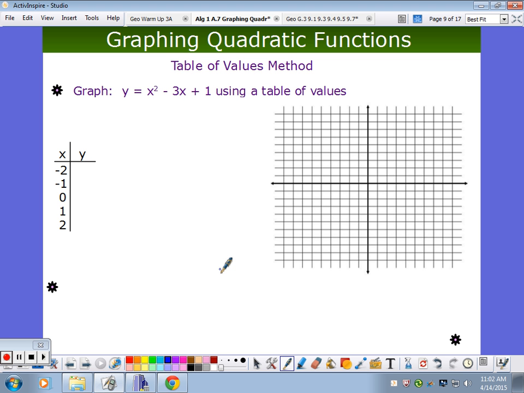Quick example for the table of values method. So I make an XY table, and I got this one on the bottom of page 1. So now you've got to be real good here. If I'm doing -2, what am I doing right now? I took this x and plugged it in for x, right? Is that how you find y? That's right. 4 plus 6, I guess it's 11.